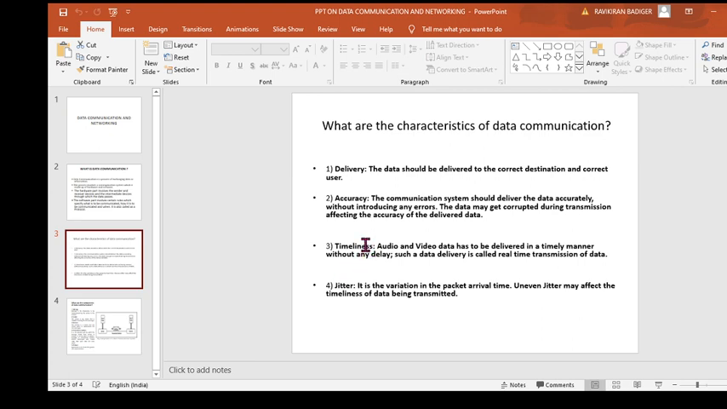And the third one is time. When we send the data, it is to be accurate as well as it should reach in time. That is very important. And the next one is jitter. It is the variation in the packet arrival time. Even jitter may affect the timeliness of data being transmitted.